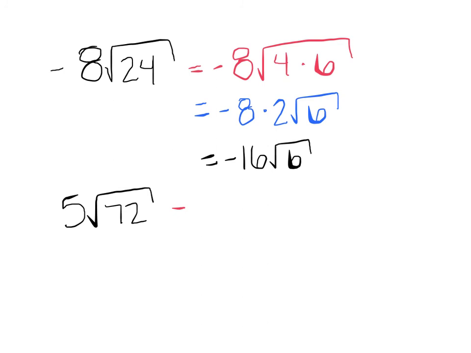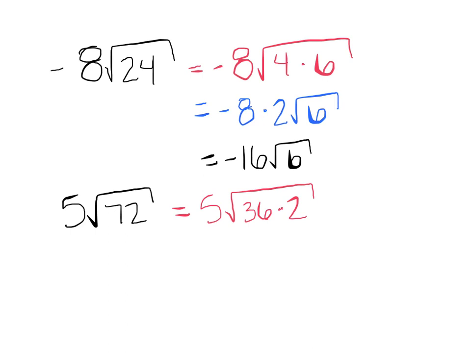Like even if we had 5 times the square root of 72. Kind of ignore that 5 for now, and let's focus on 72. Perfect squares that go into 72. 4, 9, 16, 25, 36. 36 goes into 72. This is the same as saying 5 times the square root of 36 times 2. See why knowing those multiplication facts is handy?